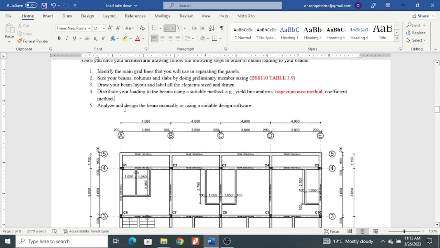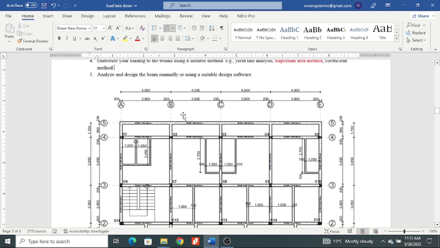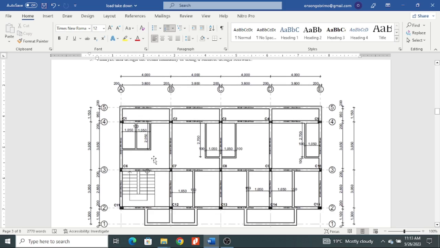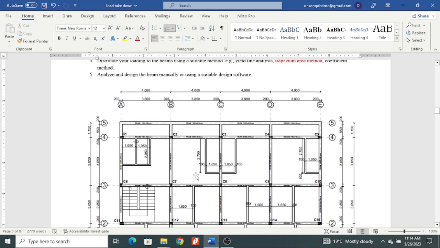So analyze and design the beam manually using a suitable design software. So what we're going to do is we're going to distribute our loads to the beams, and then once we distribute our loads to the beams, we are going to pick one of the beams and design it using Procon, which is design software. We will also design it manually so that we can compare the result and find out whether our software is over designing or under designing, and the things that it's taking under consideration.